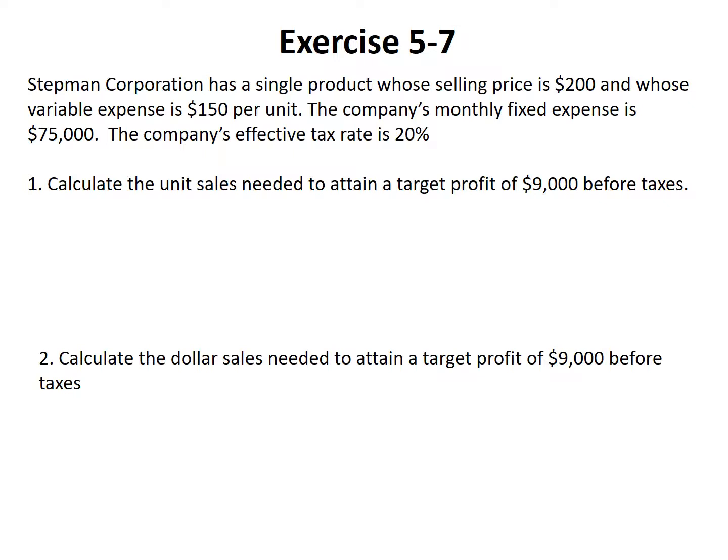Okay, let's take a look at exercise 5-7. We have a company here who has a product they're selling for $200 a piece. The variable expense to produce and sell the units is $150, and we have fixed costs of $75,000, which means no matter whether or not we sell or make the unit, we still spend $75,000. Also, it's not important right now, but the company has an effective tax rate of 20%.